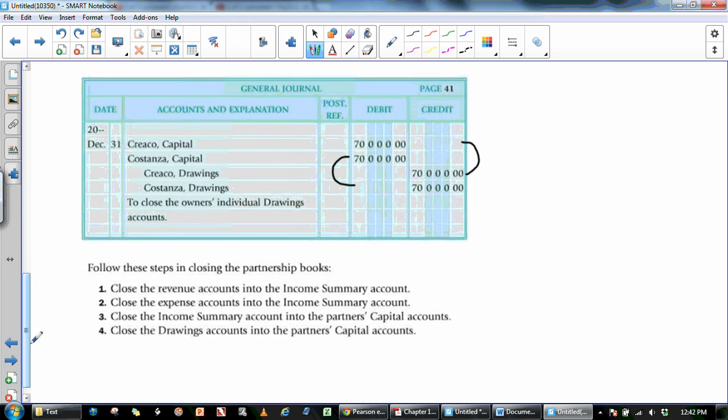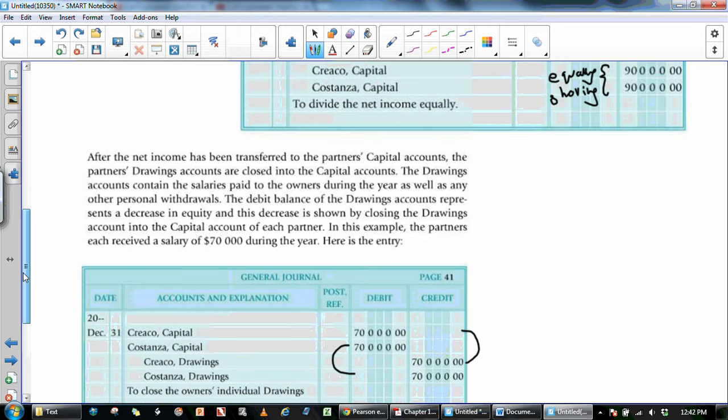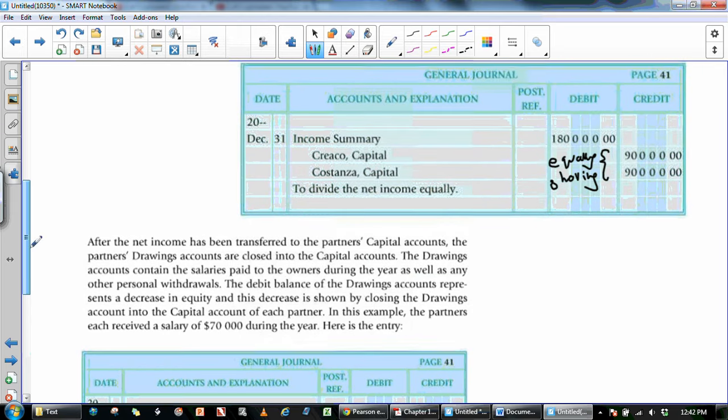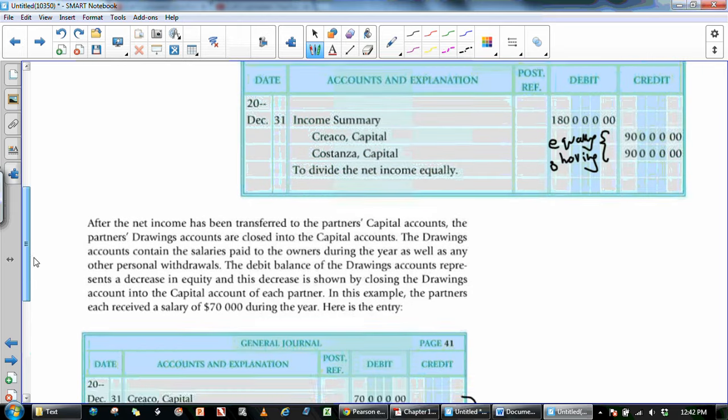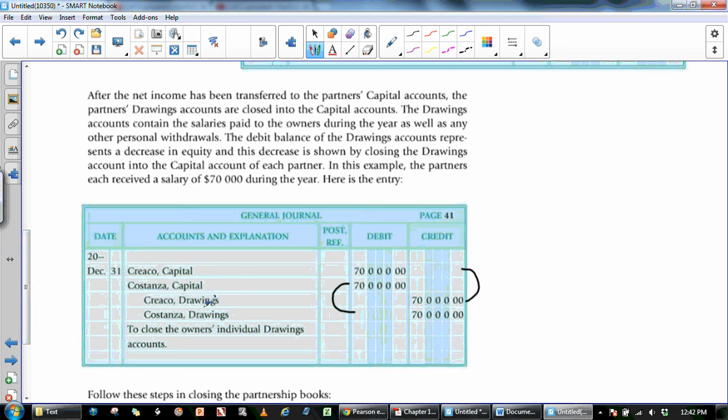Okay, so those are the two closing entries. Just to show the closing entries of how we close into income summary, close the income summary into capital accounts, and then close the drawings into the capital accounts.